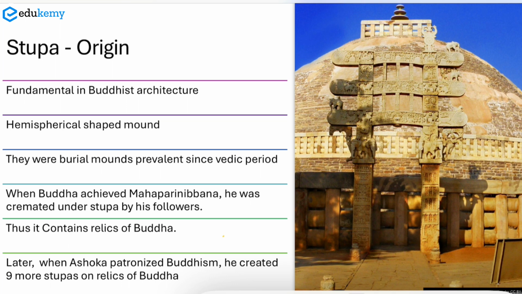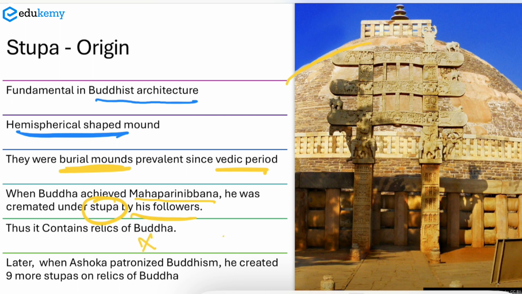When we talk about the origin of stoop, it is fundamental in Buddhist architecture. It is a hemispherical shaped mound, जैसे कि आप देख सकते हैं. They were burial mounds prevalent since the Vedic period. When Buddha achieved Mahaparinirvan, he was cremated under a stoop by his followers, and that's how stoop got popularized.